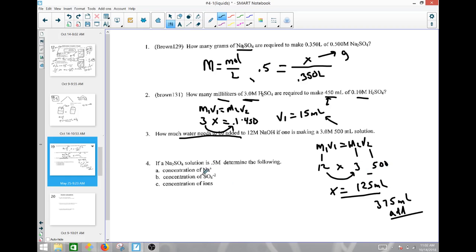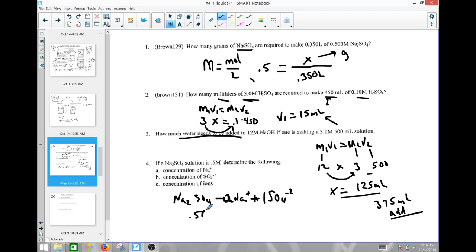If a Na2SO4 solution is 0.5 molar, determine the following. Okay, so whenever this dissolves, Na2SO4 goes to 2 Na+ and 1 SO4 2-. Alright, so in this situation, this initial concentration is 0.5.